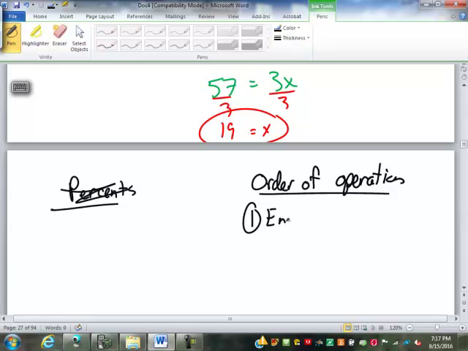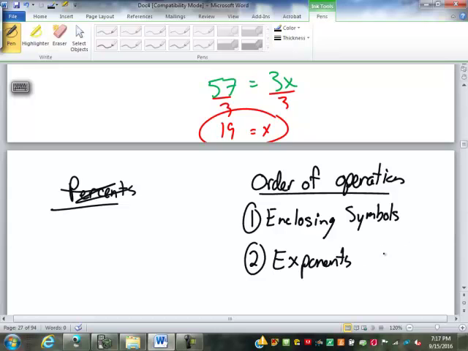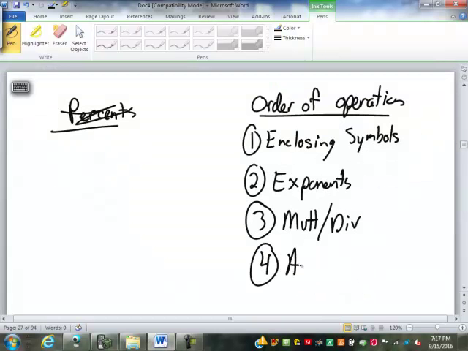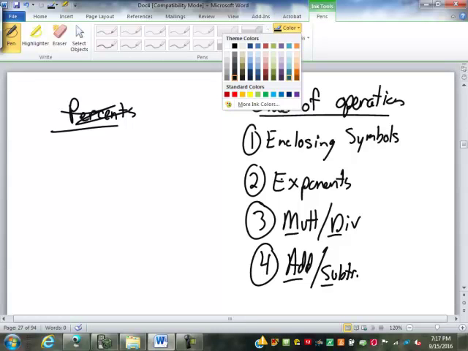First is enclosing symbols, which is your parentheses and your fraction bar, and if you have square roots. Second is exponents, which is your powers and roots. Third is multiplication and division. Then fourth is addition and subtraction. Please excuse my dear Aunt Sally. Use P, parentheses, for the P up there. Yeah, please excuse my dear Aunt Sally. PEMDAS, yeah.